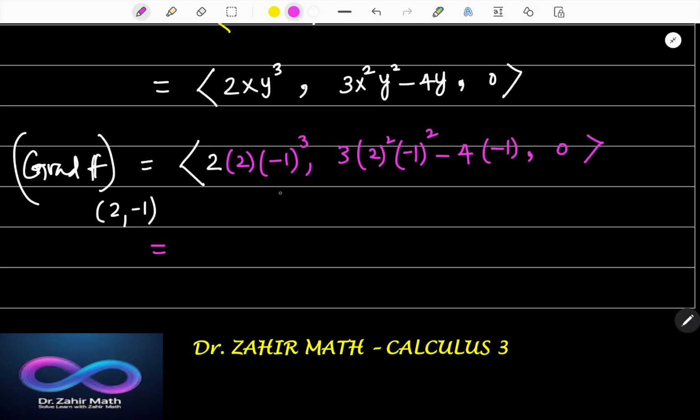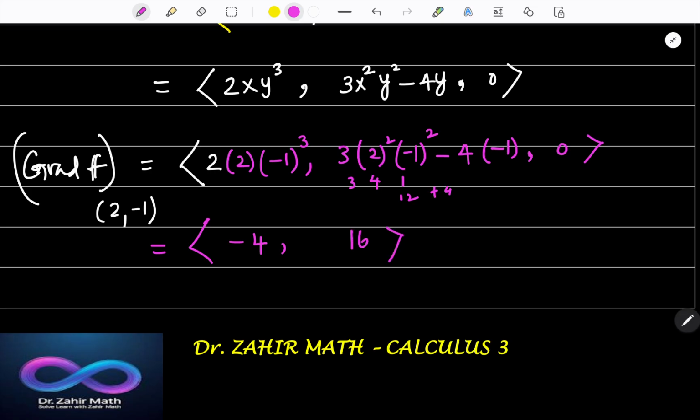So 2 into 2 is 4, and this is 1, so it is minus 4. The vector is (−4, ...). Here 3 into 4 is 12, and this is plus 4, or minus 4? 4 into minus 1. This is 12, and this is minus 4. 3 into 2 squared, which is 4, 3 times 4 is 12, and 12 plus 4 is going to be 16.